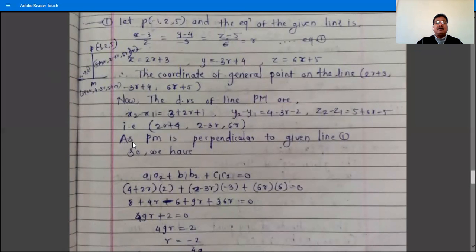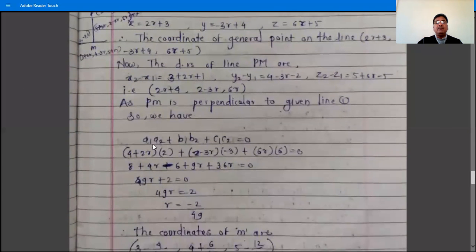And as the line PM is perpendicular to line 1, this PM line is perpendicular to this line number 1, therefore by using the perpendicularity condition, a1 a2 plus b1 b2 plus c1 c2 is equal to 0. What are a1, b1, c1?